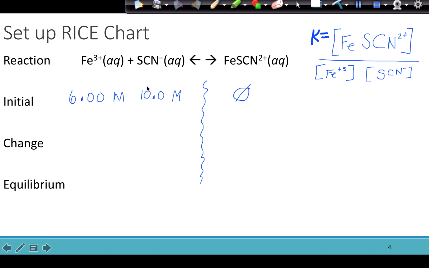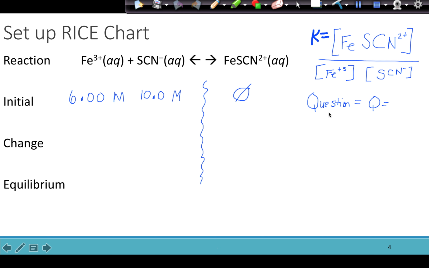So the next thing after we fill in our initial concentrations would be to ask our Q question. Because remember, Q asks a question. And the question that Q asks is, are we at equilibrium yet?